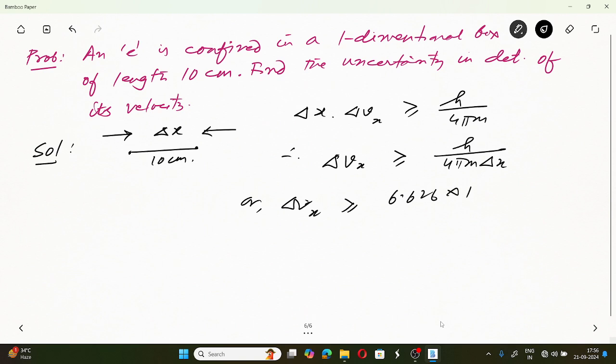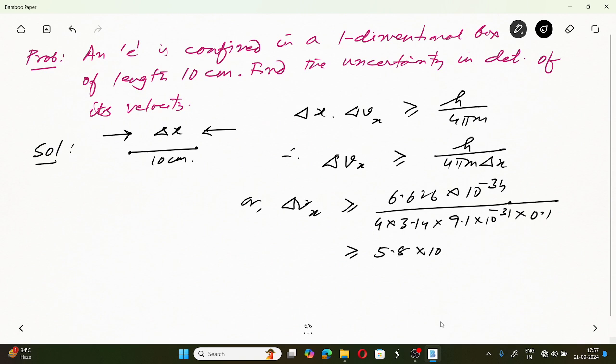So delta Vx is greater than or equal to 6.626 10 to the power minus 34 divided by 4 into 3.14 into mass of electron. Mass of electron হচ্ছে 9.1 10 to the power minus 31 kg, and delta x হচ্ছে 0.1 meter. তাই তো? And you'll find that this value is 5.8 10 to the power minus 5 meters per second.